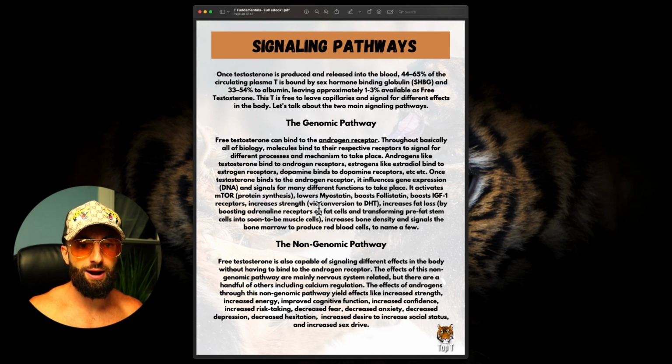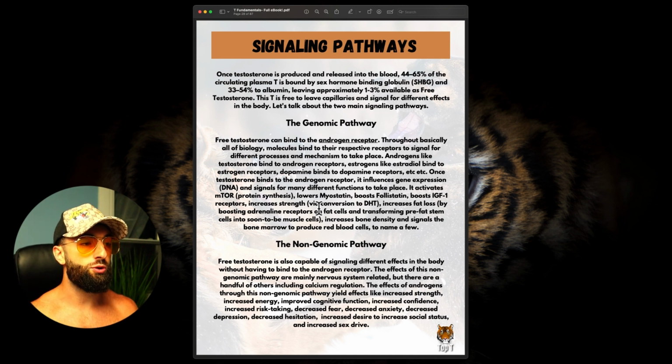I know we discussed this already in the module about the HPG axis production pathway, but I'm just mentioning this again just so you guys are fresh with the information because it's relevant here. So that leaves approximately 1 to 3% available as free testosterone. This testosterone is free to leave the capillaries and signal for different effects in the body.